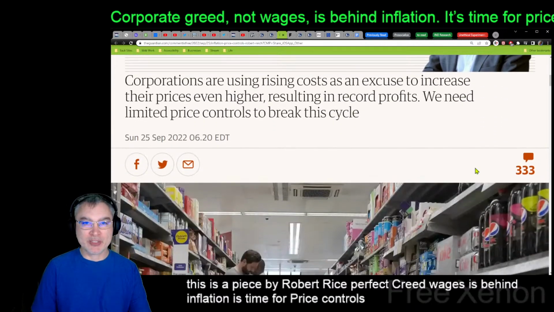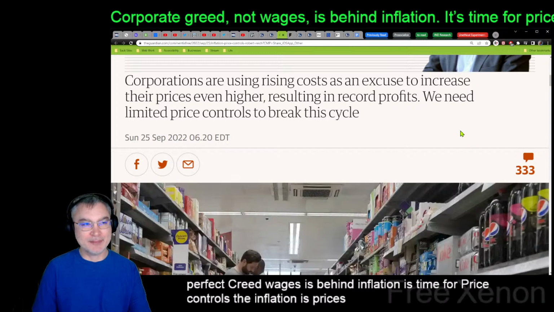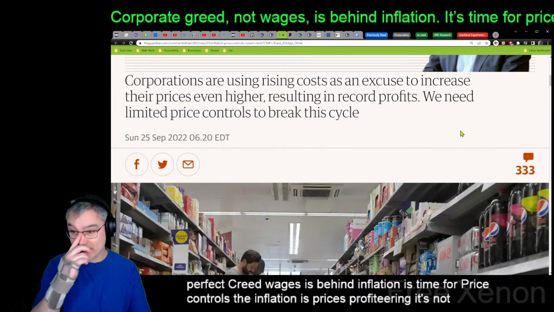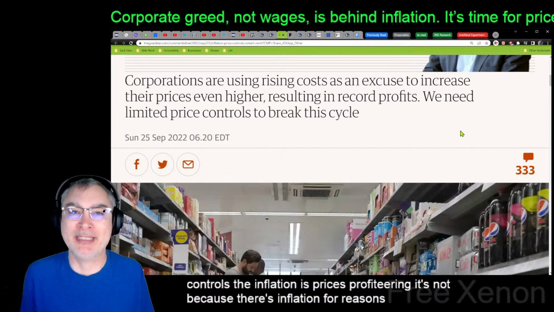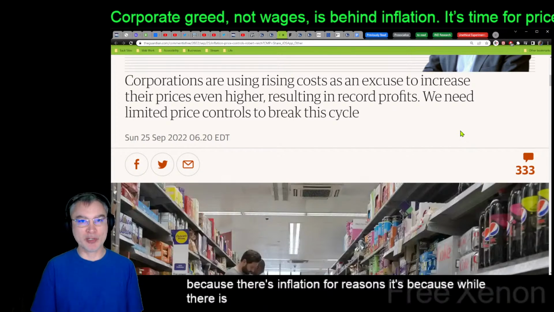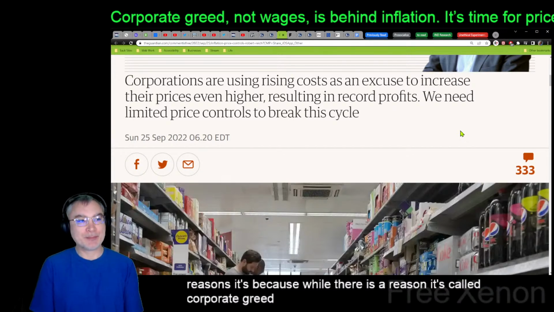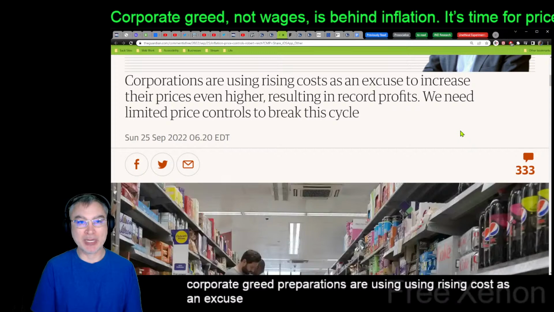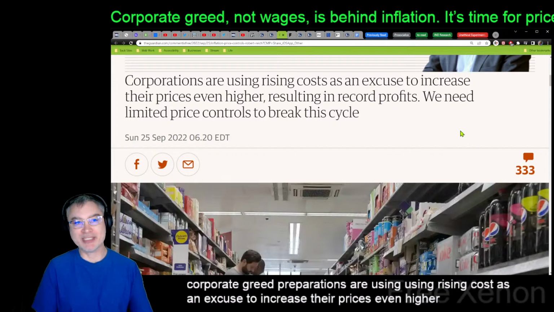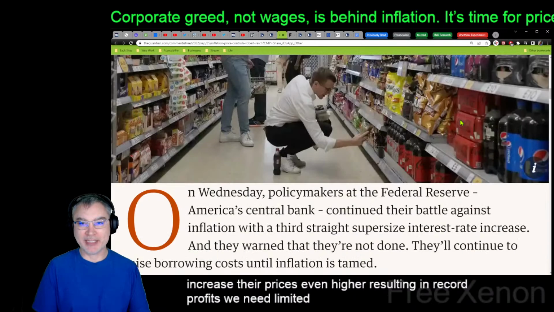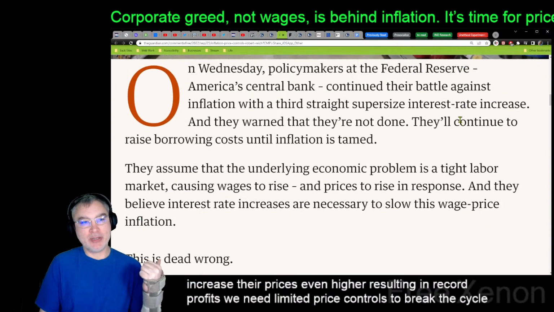Yeah, so we were talking about this, right? The inflation is crisis profiteering. It's not because there's inflation for reasons. It's because, well, there is a reason. It's called corporate greed, and that's pretty much it. Corporations are using rising costs as an excuse to increase their prices even higher, resulting in record profits. We need limited price controls to break the cycle. Yeah, I agree.